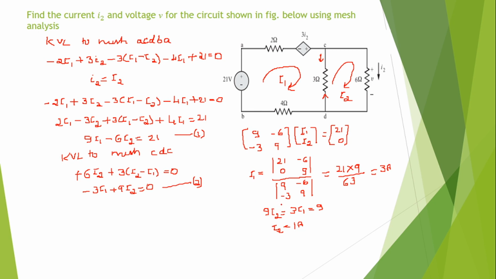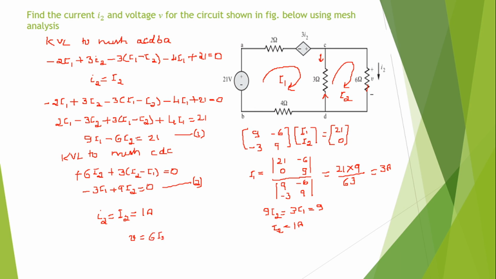What is asked in the question? Calculate small i2. What is the relation between small i2 and the mesh current? i2 is equal to capital I2, which is 1 amp. What is next? Calculate voltage V. This voltage is marked minus plus. So trace a path from minus to plus. While tracing the path from negative to positive, the current is in the opposite direction. If the path direction and current direction are opposite, then what happens? V equals, what is the value?